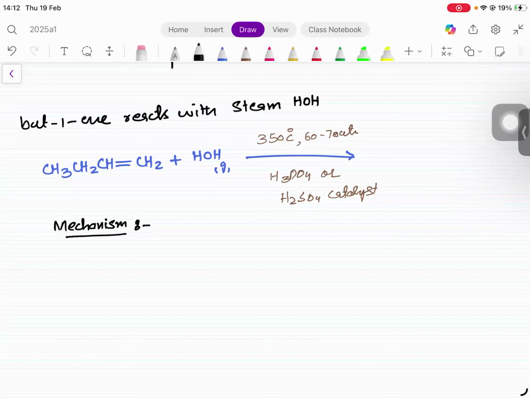Done? You have to assign which one is major, which one is minor, and everything.